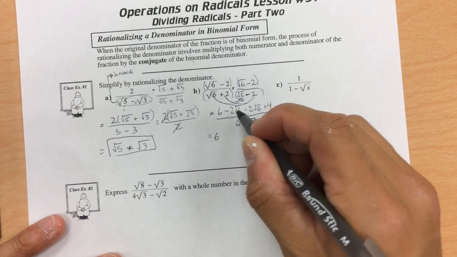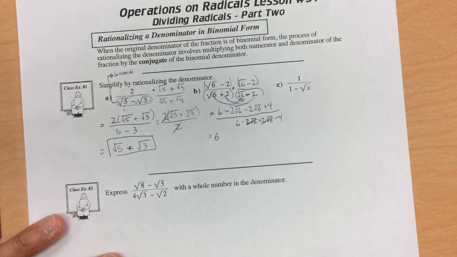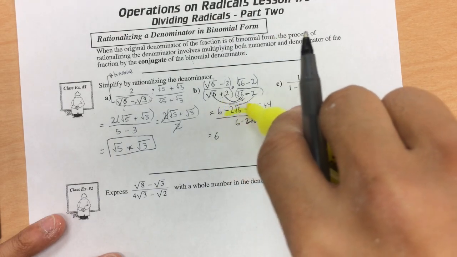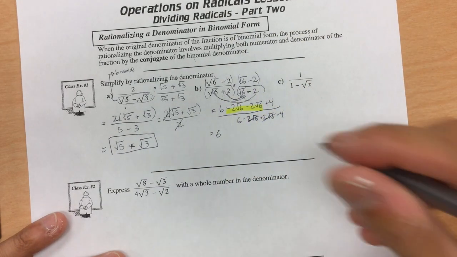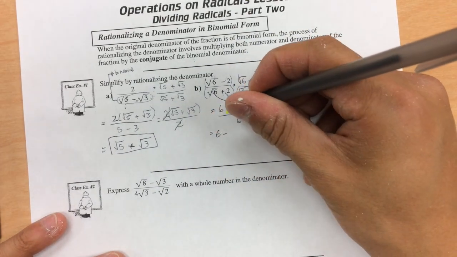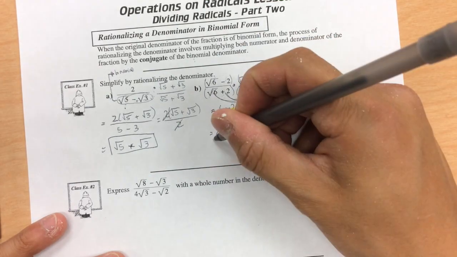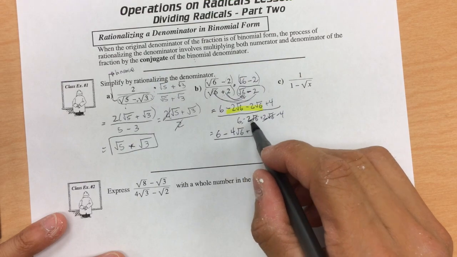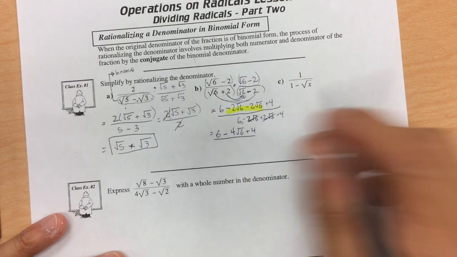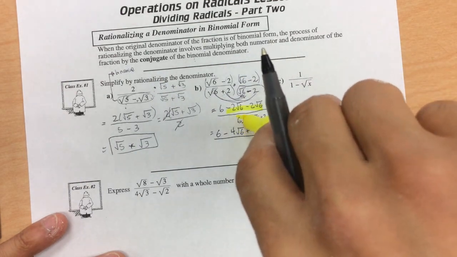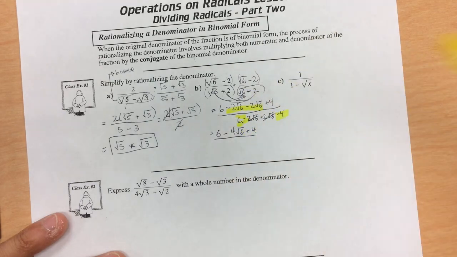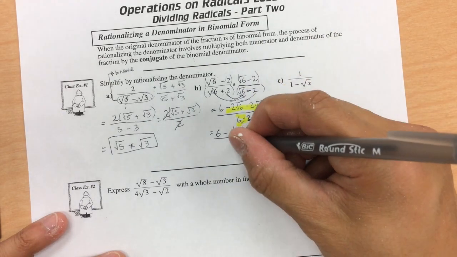So negative 2 square root 6 and negative 2 square root 6. These are like terms, and so I need to combine those to give me negative 4 square root 6 plus 4. These cancel out, so I'm left with 6 and negative 4 on the bottom. So again, I'm left with like terms. If I combine those, I'll be left with 2.